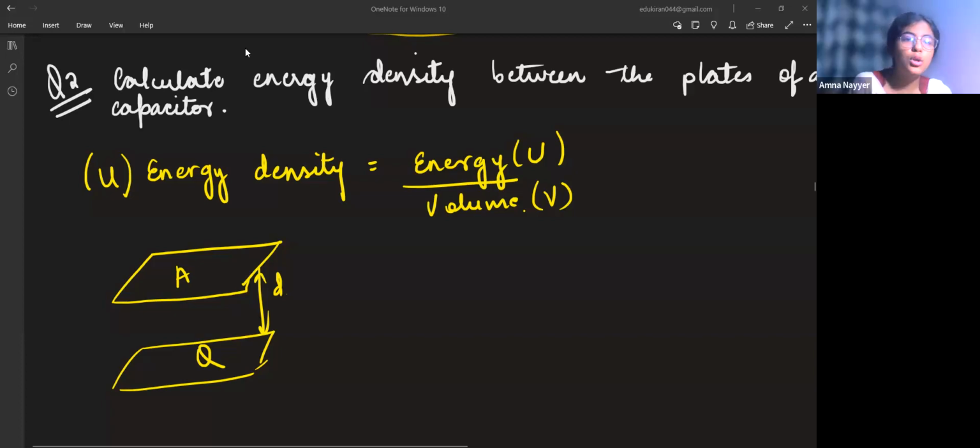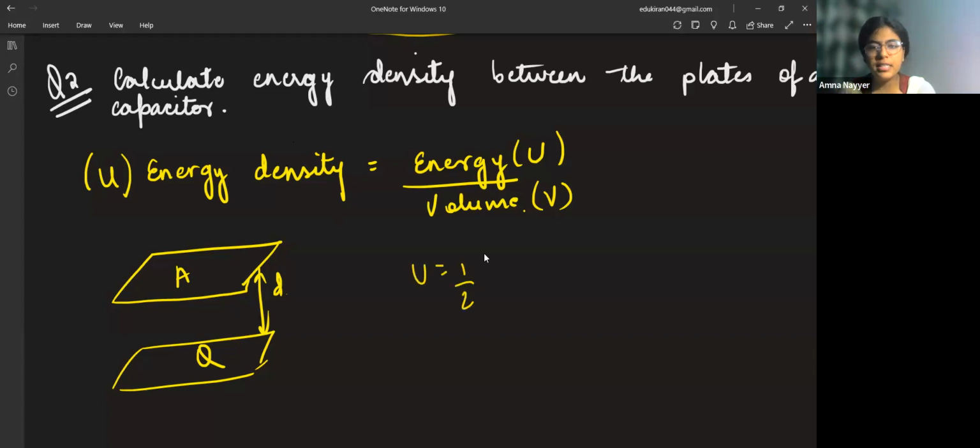Yes. So this can also be called energy density. Energy density means energy per unit volume. So energy, you have calculated, energy is half Q square by C, and for volume, the area of the plate is A, and the thickness, that is the separation, is D. How do we calculate the volume? Thickness multiplied by the surface area, that is A into D.